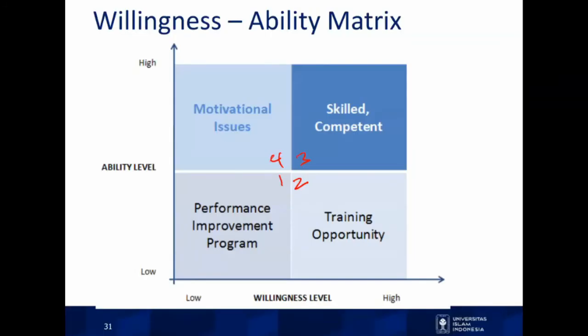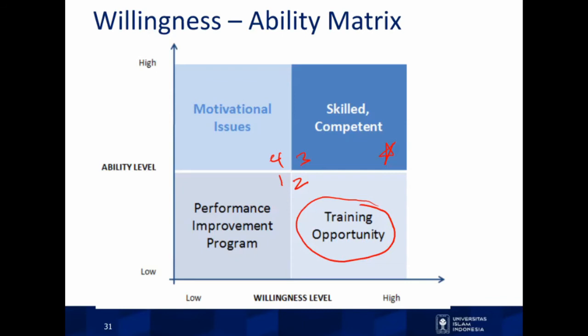And the second one is people or employees with high motivation but quite low skill or ability. Usually new employees and fresh graduates are in this area or quadrant. And the third one is the champion employees, where they have high motivation and high ability.